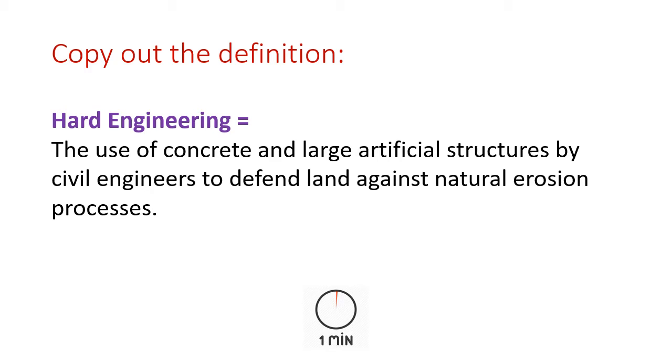Okay, so a definition for you. Today we're focusing, as I said, on hard engineering, one particular type of coastal management. There is also soft engineering, but today we're focusing on hard. The use of concrete and large artificial structures by civil engineers to defend land against natural erosion processes. This stops nature from doing what it wants. It's saying, okay, this bit of coastline is being eroded. We're going to stop that.